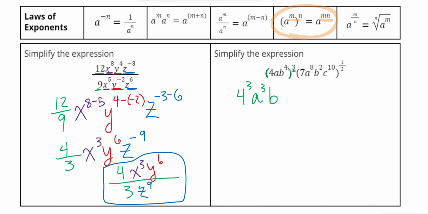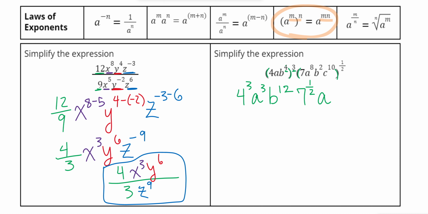Let's start with just the numbers. So I have 4 to the 3rd power and 7 to the 1/2 power. Everything is getting multiplied together here. So in your calculators, I would do 4 to the 3rd times 7 to the 1/2. And that's 169.33.